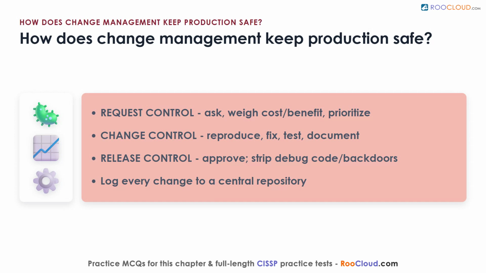Release control approves the finished change for production, and its essential job is to confirm that any debugging code or backdoor added as a temporary aid gets stripped out before shipping. Think of it as an airlock. Nothing reaches the live environment until it passes through each sealed, checked stage.